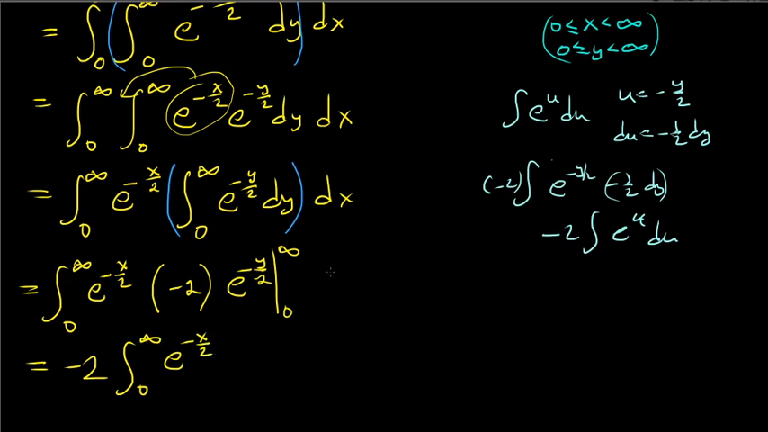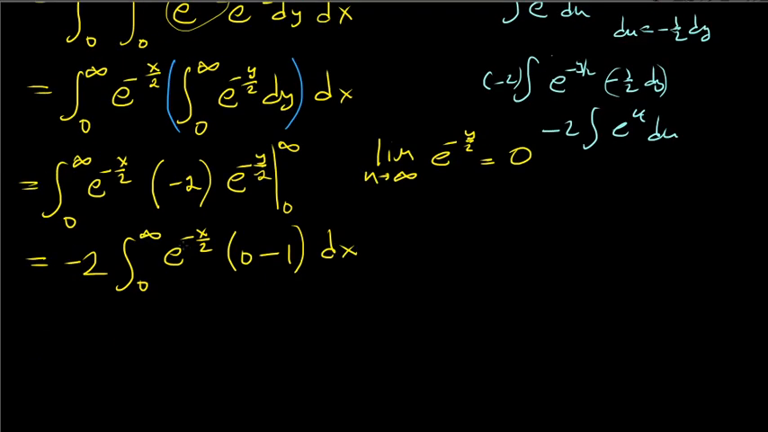All right, e to the negative infinity. Technically that's the limit as n goes to infinity of e to the negative y over 2, but that limit is 0. So you're going to get 0 minus e to the 0. Sorry, e to the 0 is 1, so it's 0 minus 1. That means you're going to get another negative, so that'll become a positive 2 now.